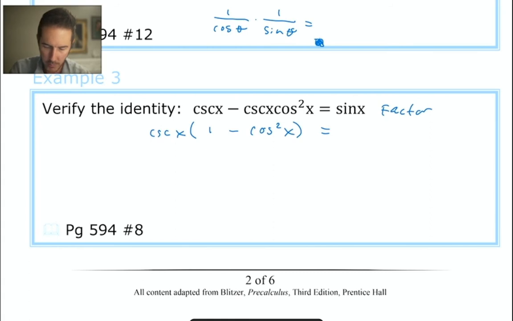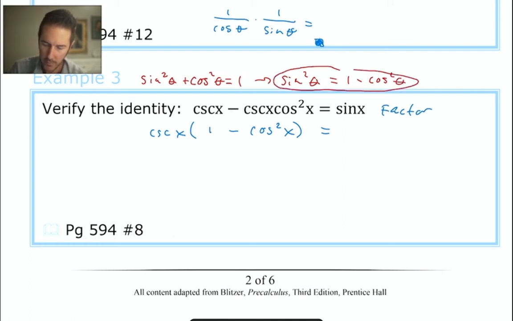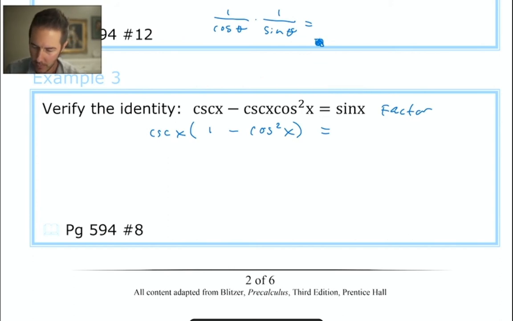I'm going to switch colors and write myself a little note up here that says sine squared theta, or x, plus cosine squared theta equals 1. Can I make that statement say 1 minus cosine squared? I can. All I have to do is subtract cosine squared from both sides, which leaves sine squared all alone on the left-hand side. The right-hand side becomes 1 minus cosine squared. And all of a sudden, this is very useful because it's the same as this. So we'll do substitution, definitely using the Pythagorean identity.